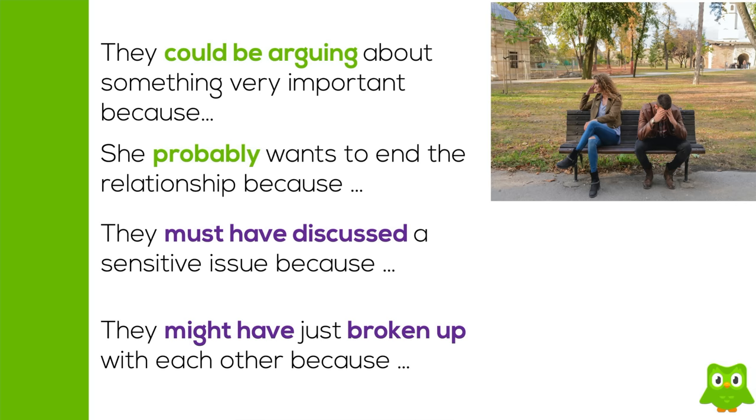So here are four examples. You could say, they could be arguing about something very important because she probably wants to end the relationship because blah blah blah. They must have discussed a sensitive issue because blah blah blah. They might have just broken up with each other because blah blah blah. The ones in green, could be arguing and probably, are speculating about the present, so about now. The ones in purple, must have discussed, might have just broken up, are speculating about the past. But that past is affecting the present right now. Okay, so that's the simple method you can use.